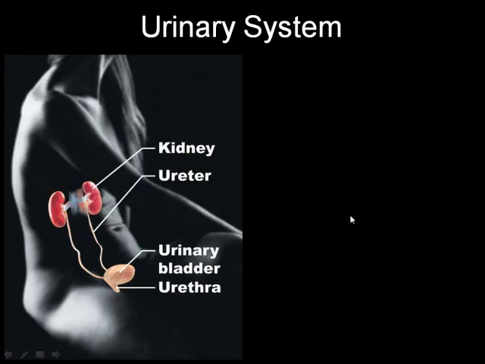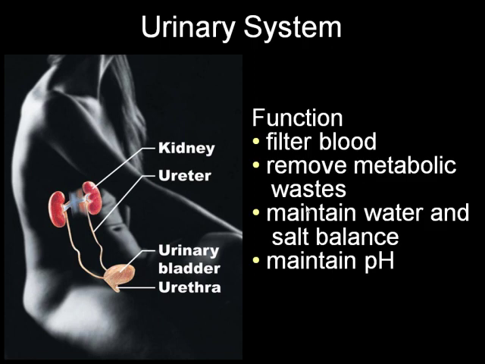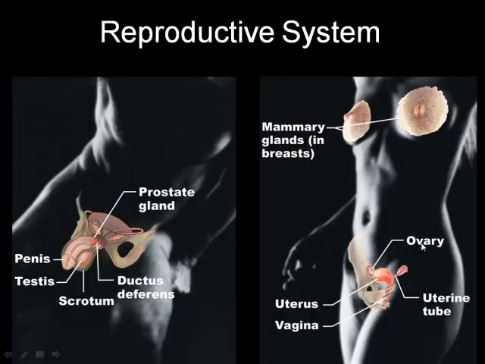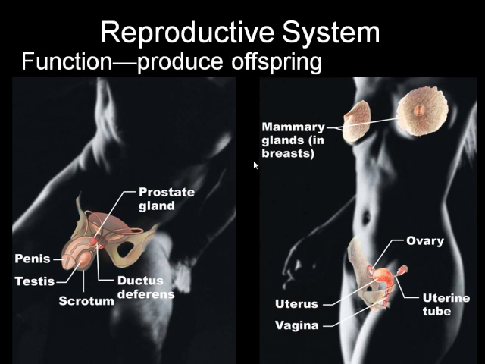The urinary system, the kidneys, the ureter, the urinary bladder, and the urethra filter your blood to remove metabolic waste. Also, it helps you maintain water and salt balance, and it helps you maintain the pH of your blood. The reproductive system, in the male that will be the testes, in the female that will be the ovaries, and of course all of the accessory structures, functions to produce offspring, make more people.